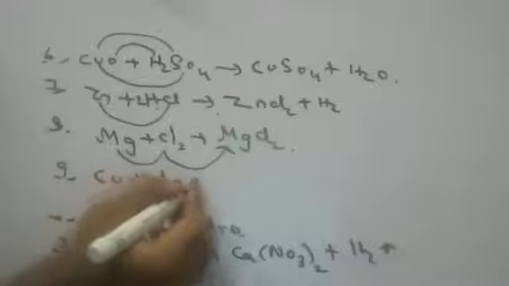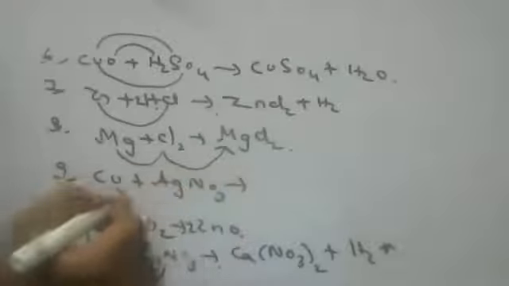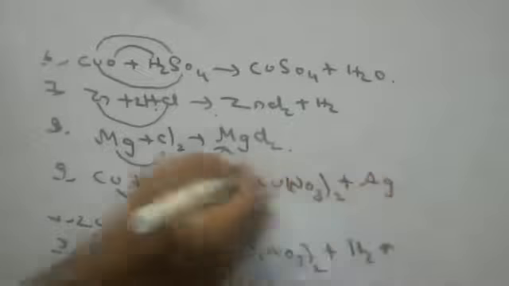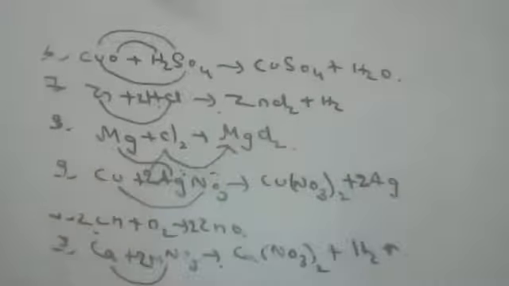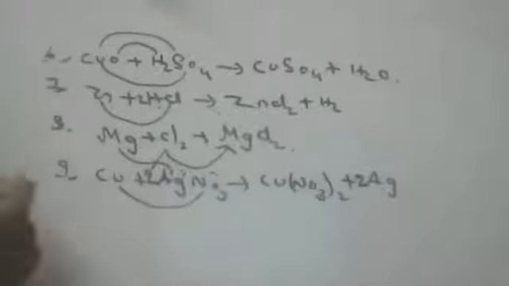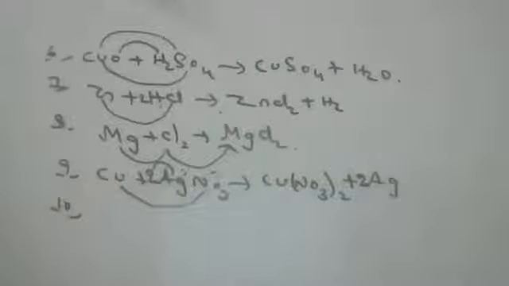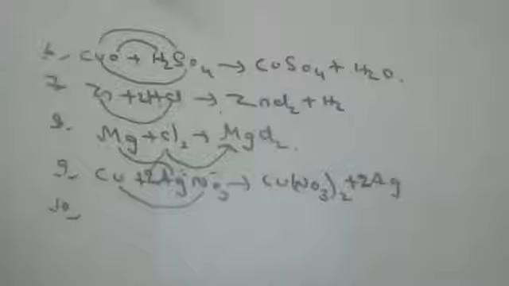Copper plus silver nitrate. Upper metals displace lower metals from their source. Simple displacement reaction will occur. Copper nitrate, Cu(NO3)2, plus silver. Okay, two nitrate ions are there, put 2 here. Two silver ions are there, 2 here. Okay, children. Actually, here silver plus 1, nitrate minus 1. That's why plus 1 minus 1 cancelled. Okay, children. Next one. 10th question. Copper nitrate. Okay, this is copper nitrate and silver.